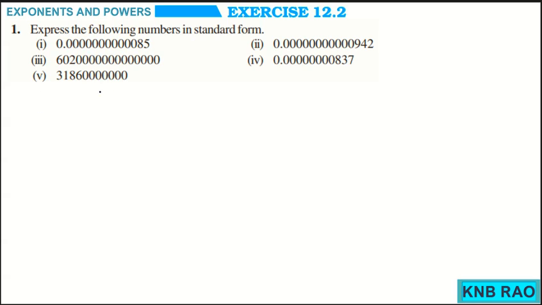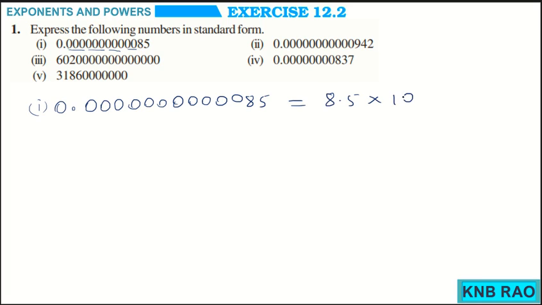Express the following numbers in standard form. So coming to the first one, it has got 0 point, after decimal point 6, 9, 11. So 11 zeros are there. So when there are 11 zeros, obviously I can say we will convert it into the standard form 10 raised to the power, taking one more than that, so minus 12, because the point has to shift from here 11 times, but it is 0.85 only.